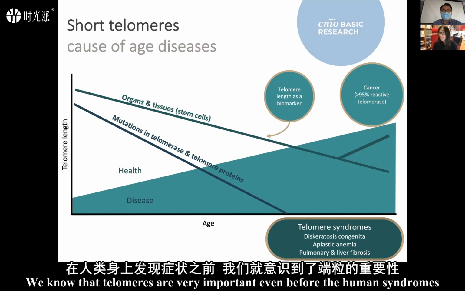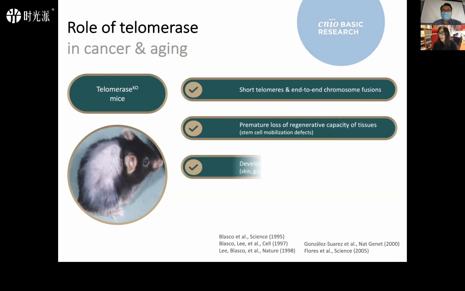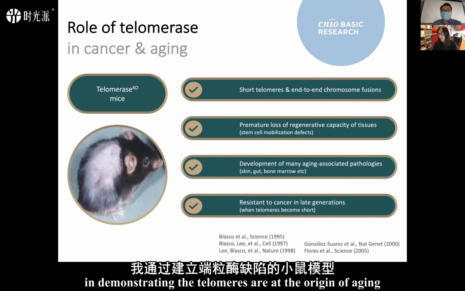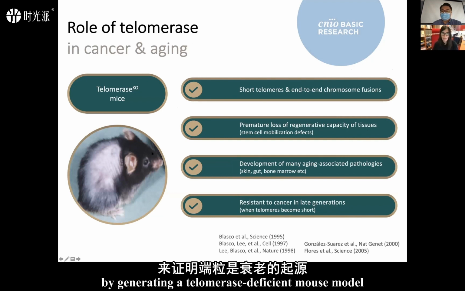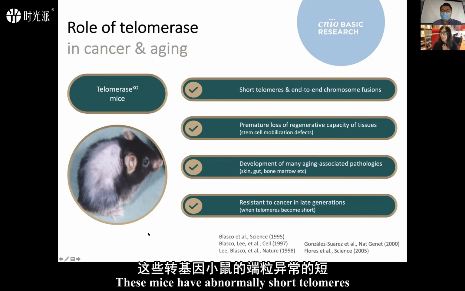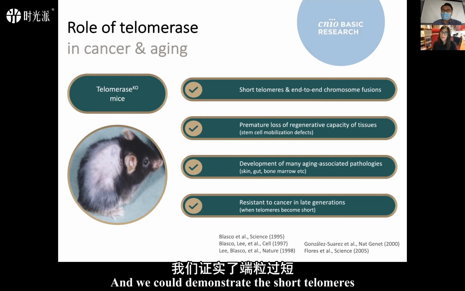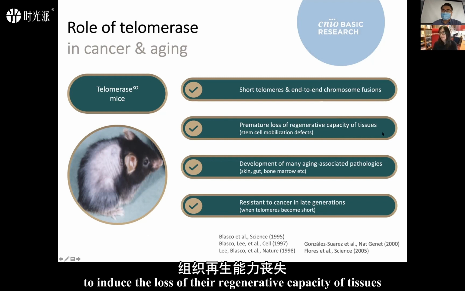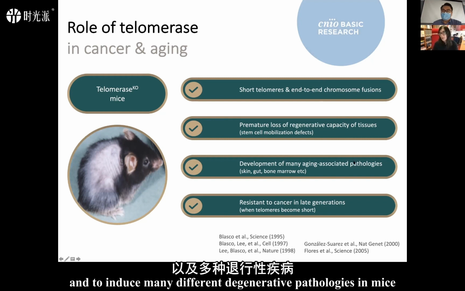We know that telomeres are very important even before the human syndromes. I participated together with the group of Carol Greider in demonstrating that telomeres are at the origin of aging by generating a telomerase deficient mouse model. These mice have abnormally short telomeres, and we could demonstrate that short telomeres were sufficient to induce chromosomal instability, to induce the loss of the regenerative capacity of tissues, and to induce many different degenerative pathologies in mice.